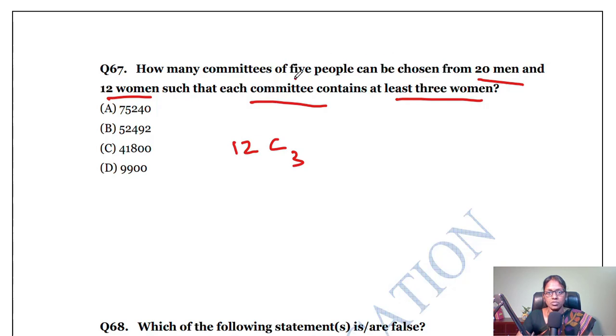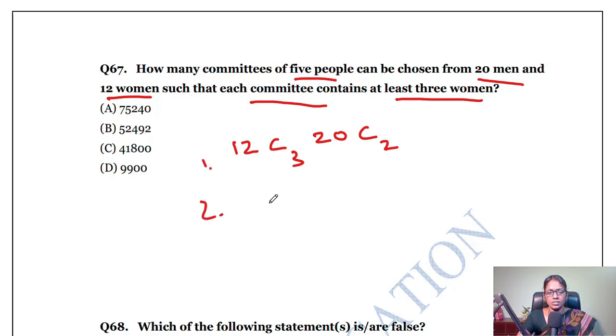I have to take 5 people, right? So the remaining 2 people I am taking from the men. You have 20 men, so from 20 I am taking 2 people. So this is one possibility, right?